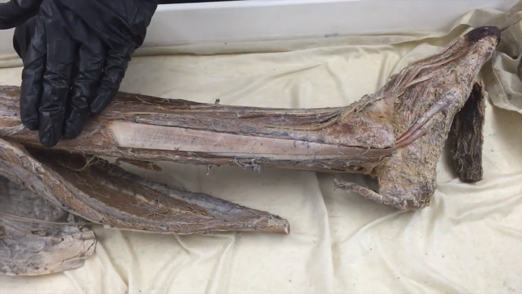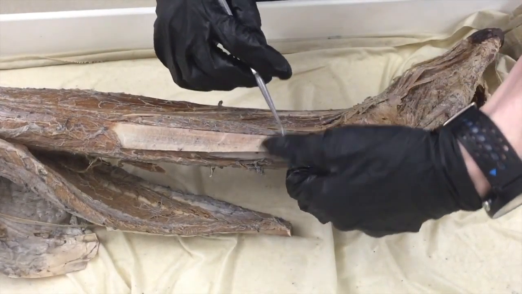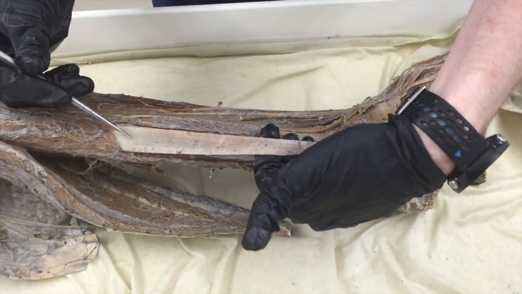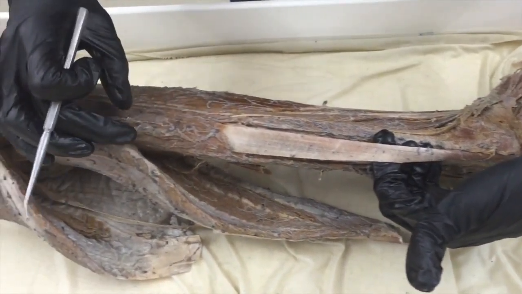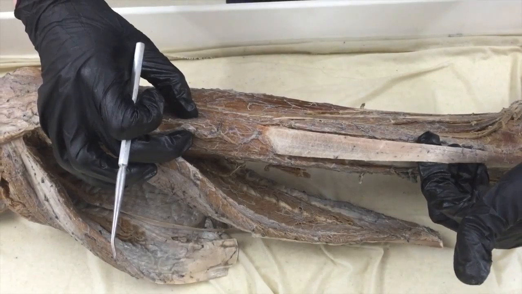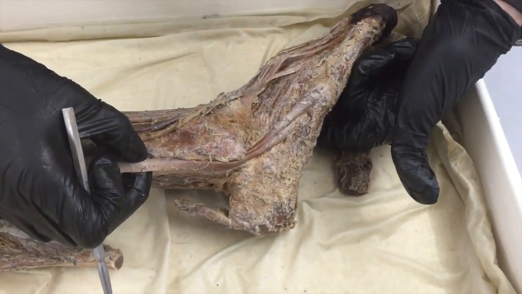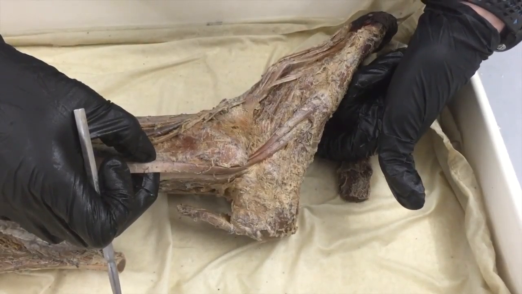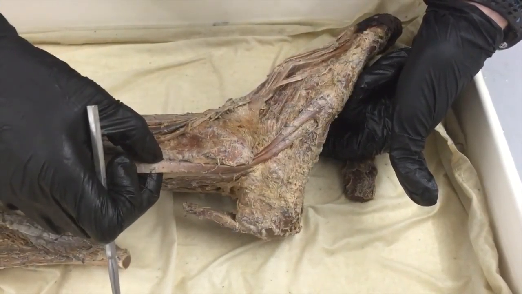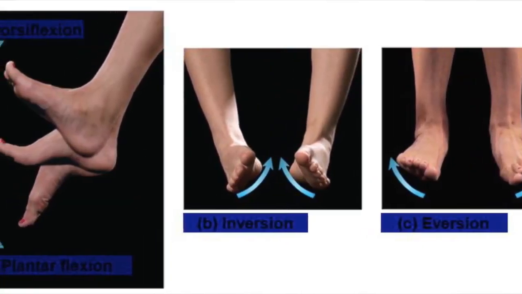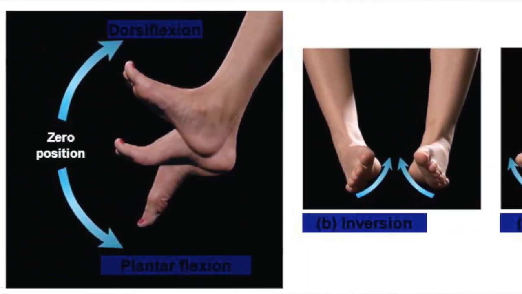At the lateral compartment of the lower leg, we can see the superficial muscle right here. This is the fibularis longus. The fibularis longus originates on the lateral surface of the fibula and inserts actually on the other side of the foot at the medial cuneiform and the first metatarsal. This muscle causes eversion of the foot and plantar flexion.